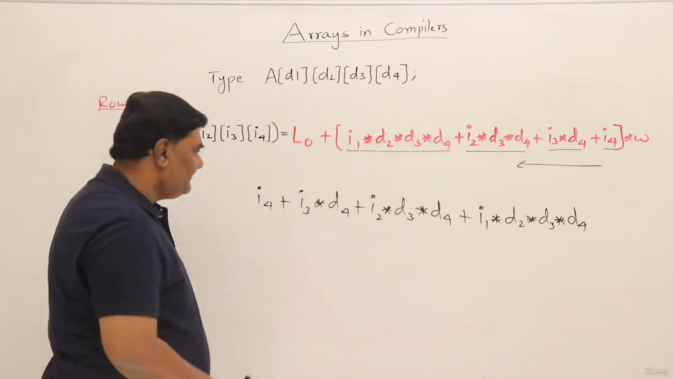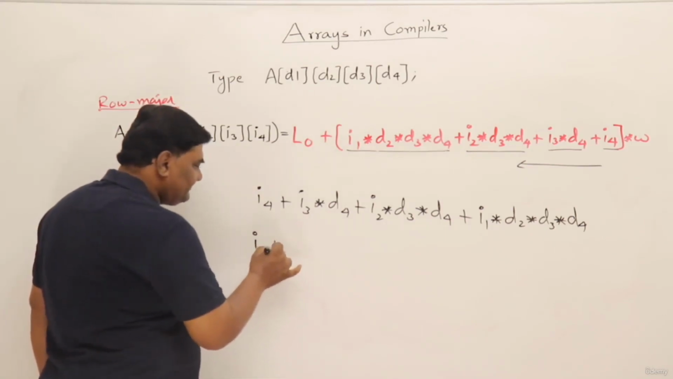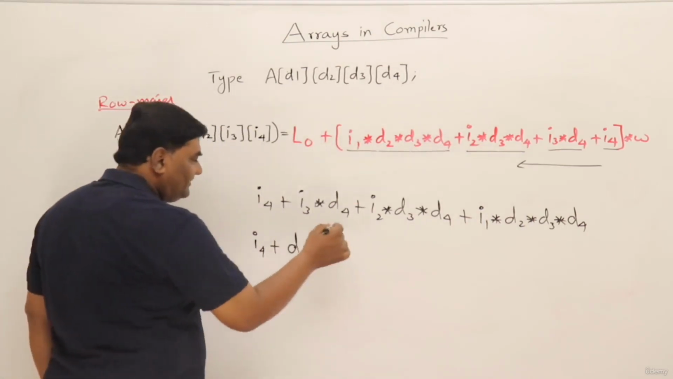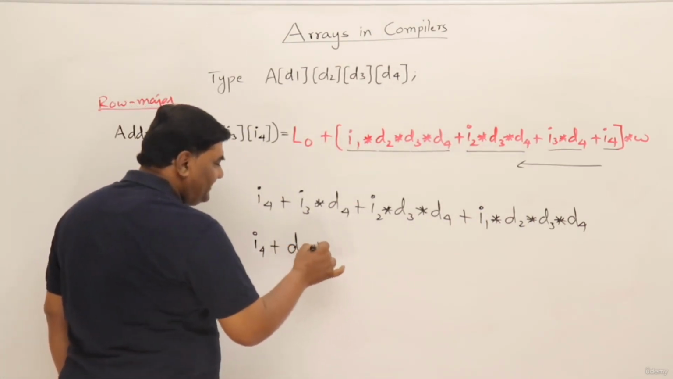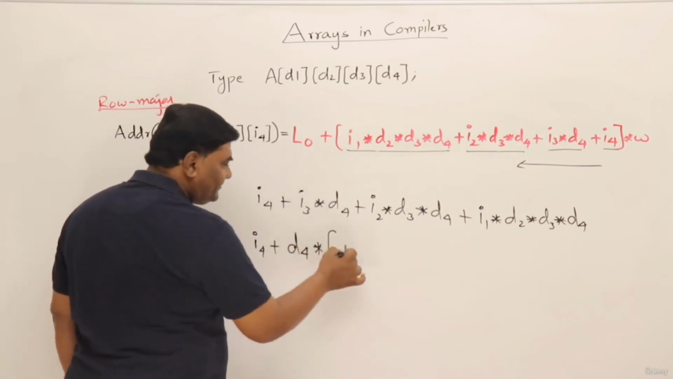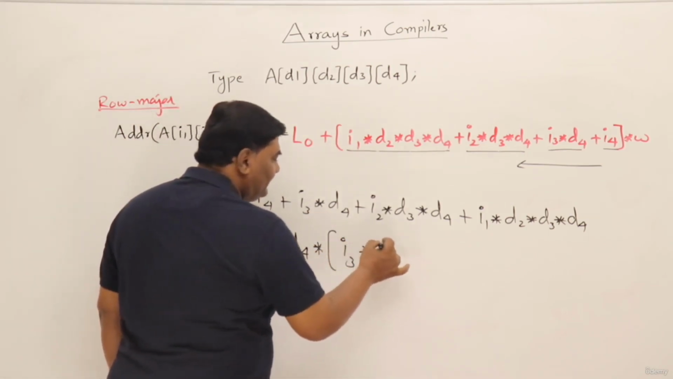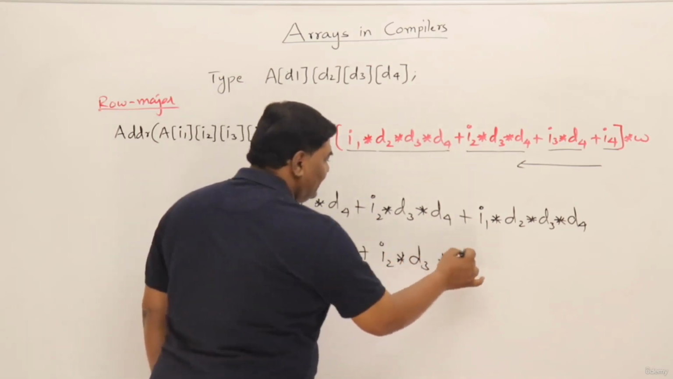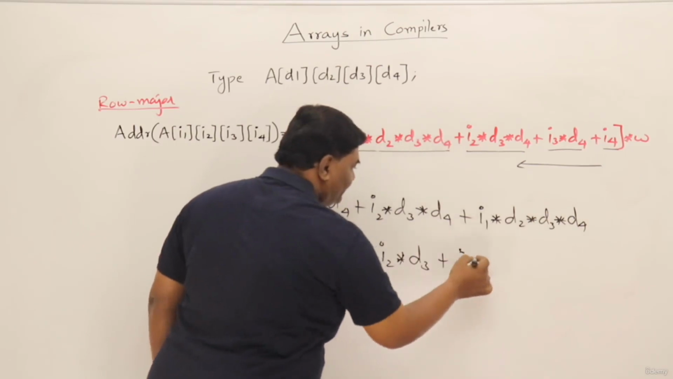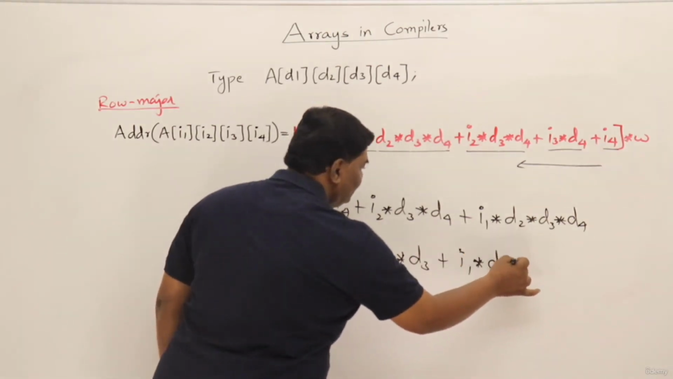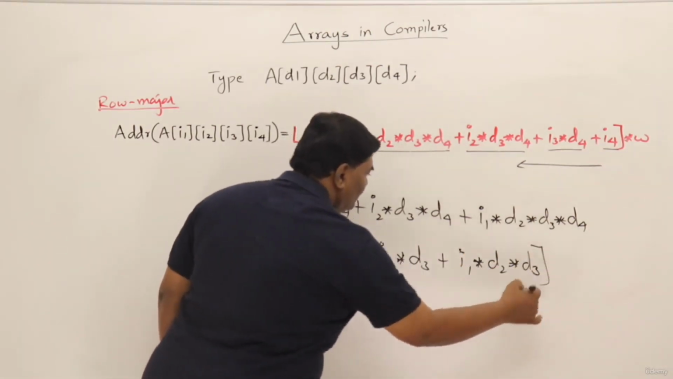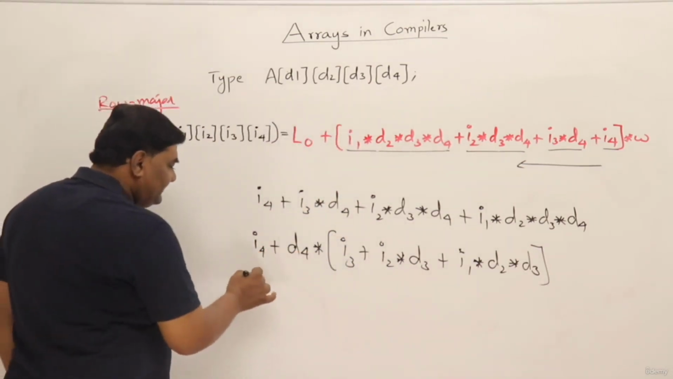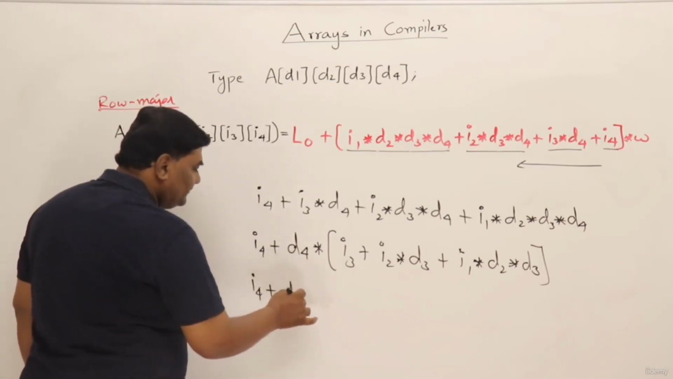Now in this, if you observe, this I4 is as it is, plus D4, D4, D4. D4 is common among all these terms. So I can write D4 multiplied by, D4 is common, so I3 plus I2 into D3, plus I1, D4 is taken as common, so this is D2 and D3. Okay, so I have taken common. So I got one multiplication here. Let us continue and see if we can take more common values.